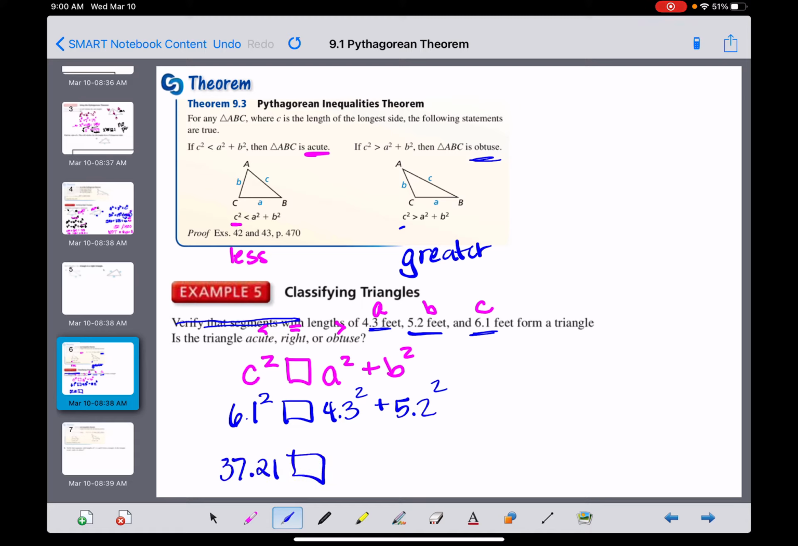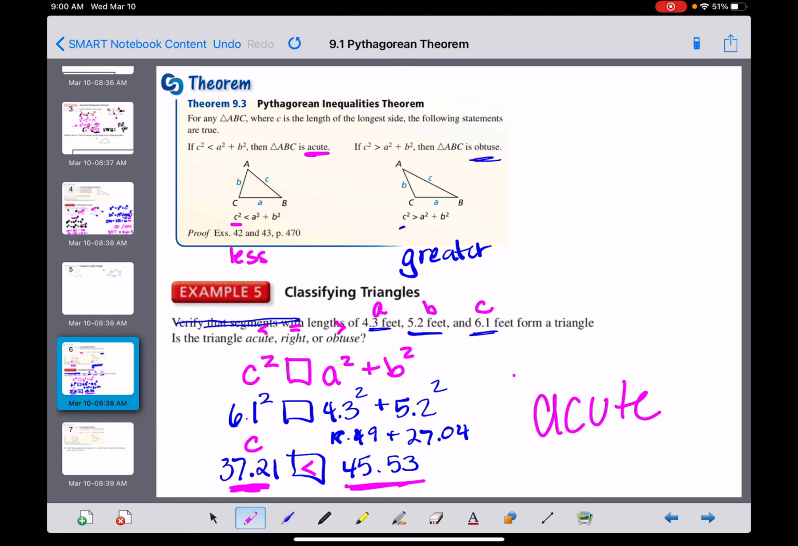The right-hand side's a little bit more work. 4.3 squared is 18.49. 5.2 squared is 27.04. When I combine that together, I get 45.53. So how does that compare? 37, our hypotenuse squared, is less than the sum of our two legs squared. Since it's less, that makes it an acute triangle.